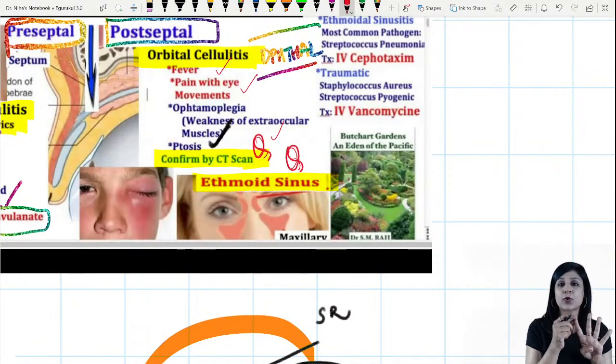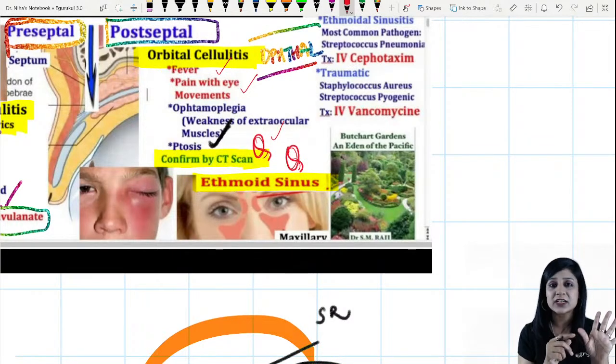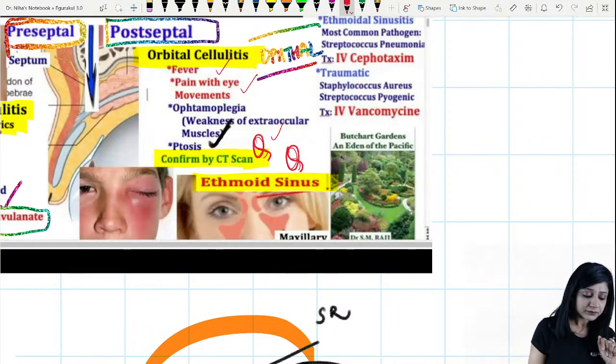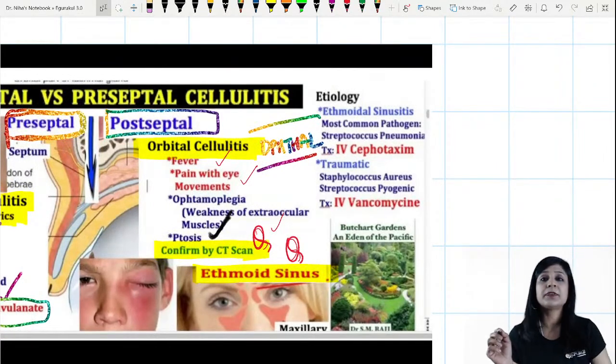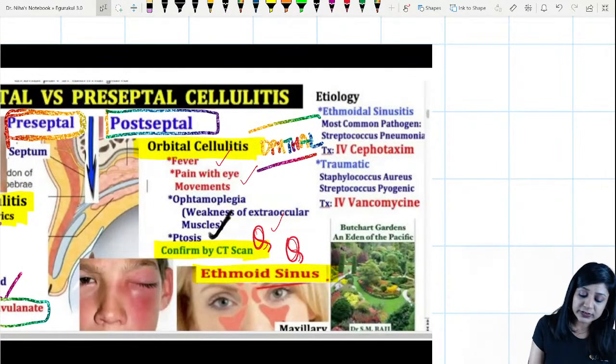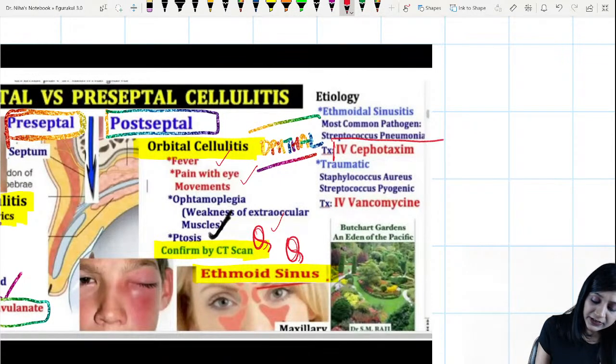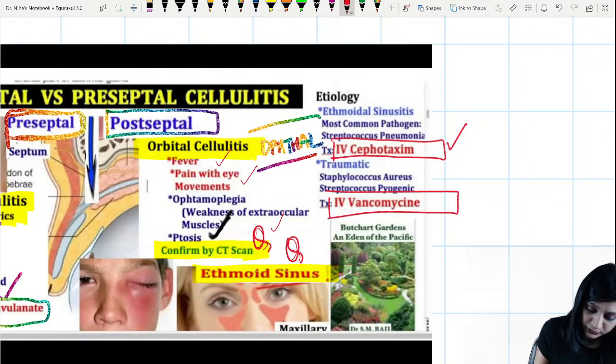Then what is the most important predisposing factor? That is sinusitis. Which sinusitis? Ethmoidal sinusitis. Okay? Now, once you have all this, how can you treat this condition? Treatment actually depends upon the severity. So mostly we are giving the IV treatment, right? It can be cefotaxime or we can give IV vancomycin also.